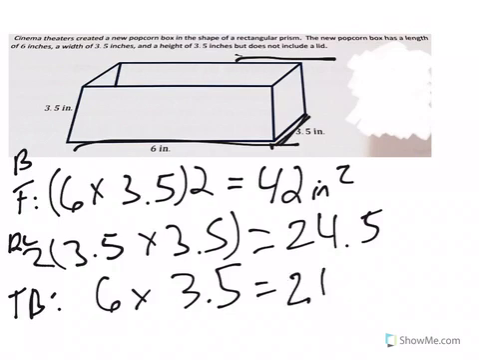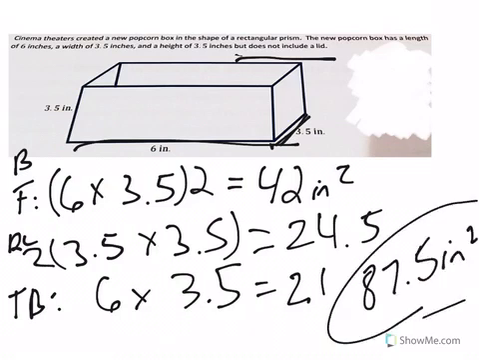But we don't need to double that one because there's only the bottom. There's not a top. There's not a lid. So then when we add this all together, we end up with 87.5 inches squared. That is the surface area of this new popcorn box. That's how much it holds. Okay? Now, that's the outside of the box.